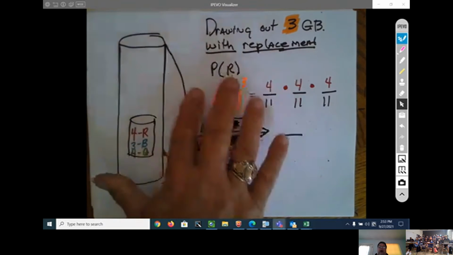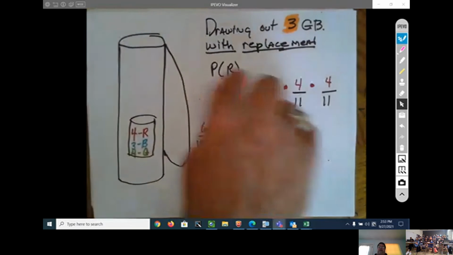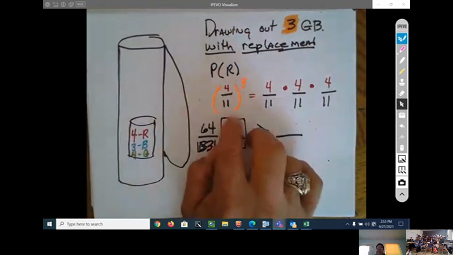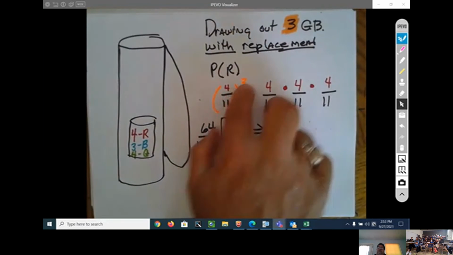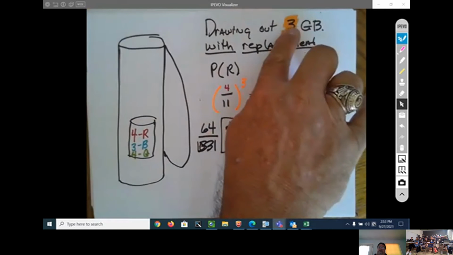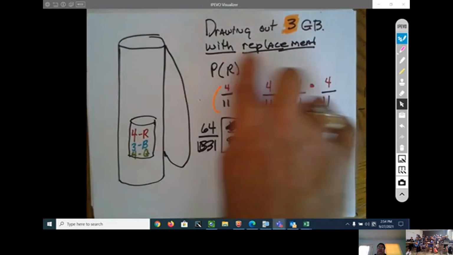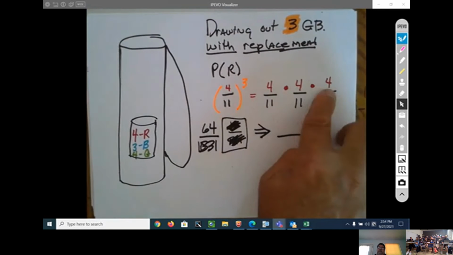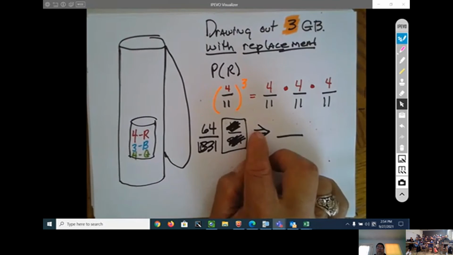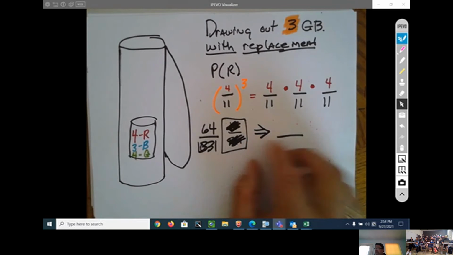Now, that's not a problem because everybody understands this. Everybody understands that if you draw 3 times, the exponent's going to be 3 because with replacement, the numbers are going to stay the same. But what about without replacement? Well, we're going to do the same thing.